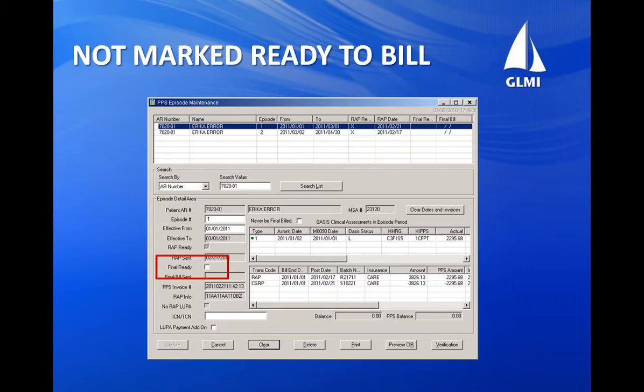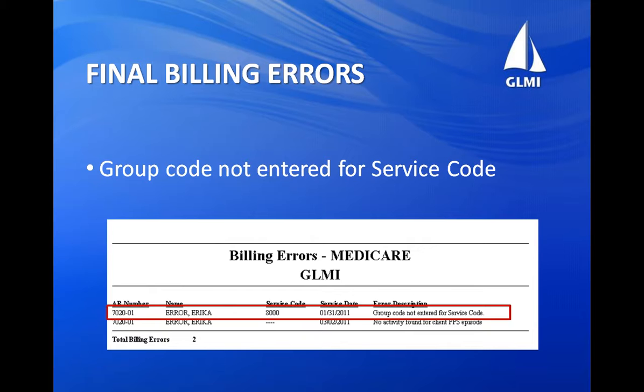Now you'll need to check the Final Ready box and click Update. Clicking Search List will refresh your screen and show an X in the Final Ready portion of the episode maintenance window. Our next error, group code not entered for service code, is associated with missing information in the service code support file. In this example, we would look for missing information in the support file for service code 8000.